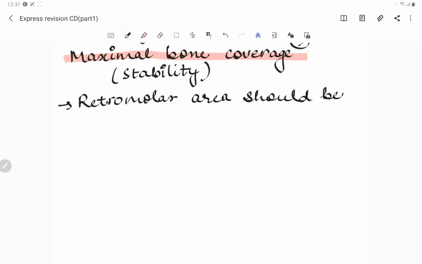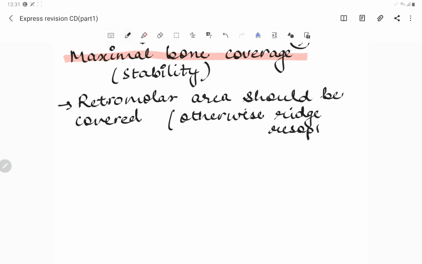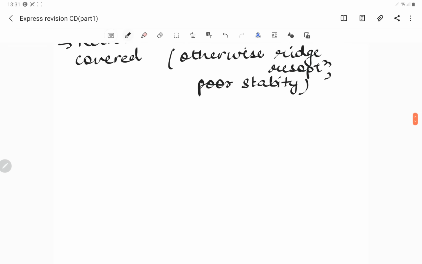So the retromolar area should be covered, otherwise what will happen? Otherwise there is going to be resorption of the ridge, and poor stability will also be there, right.